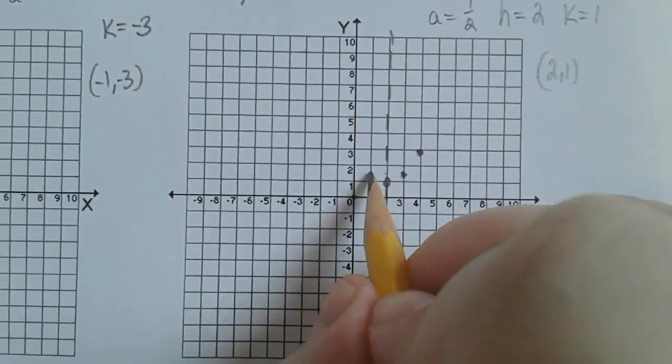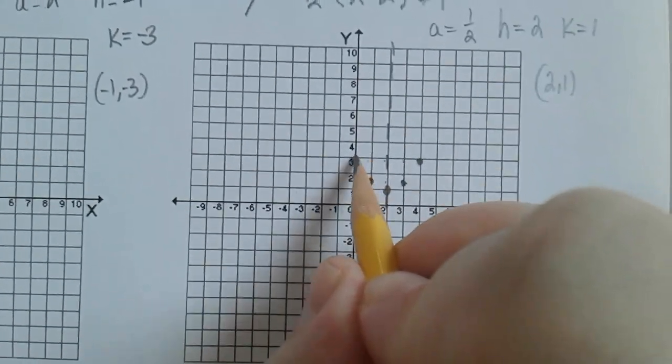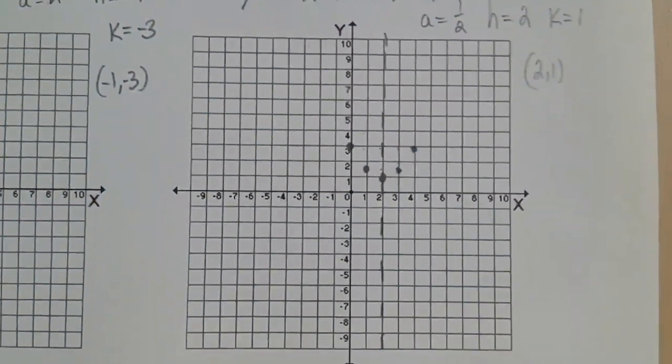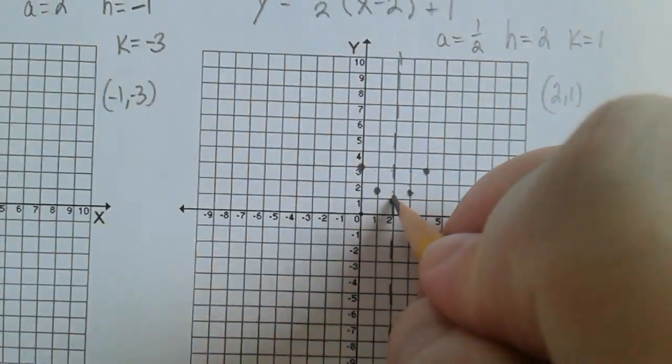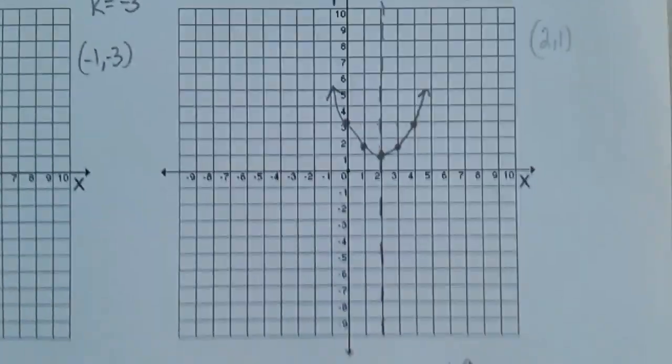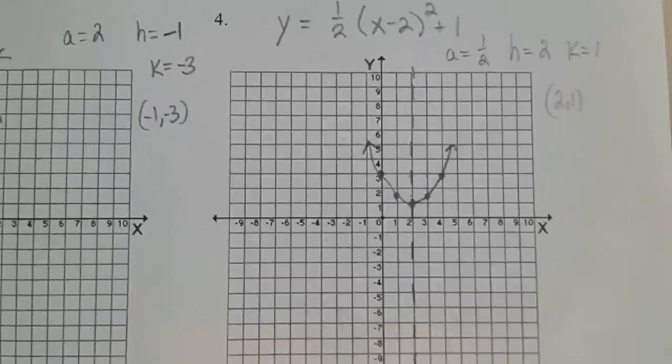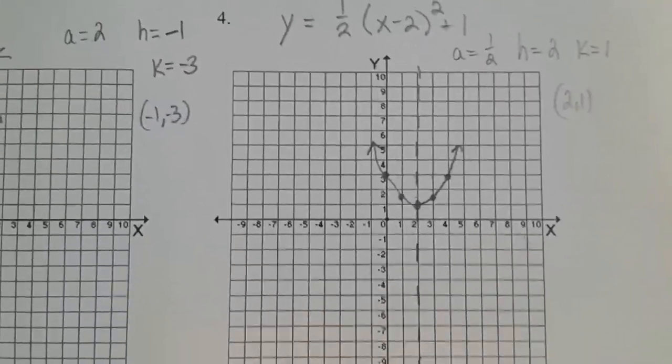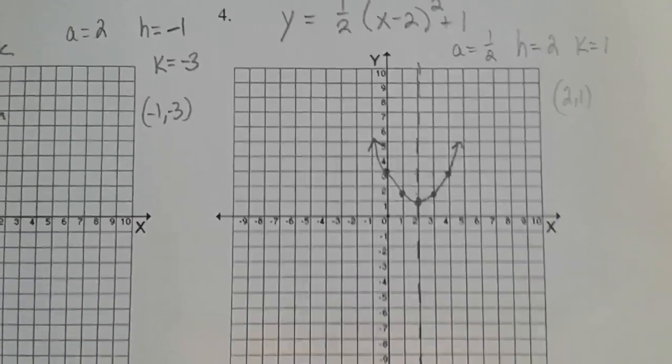So now to reflect those over, you're going to see when the a value is a fraction like 1/2, these points are going to be very close together. Now, on a homework problem, if a was 1/2, they would give you one of the graphs where the coordinate plane goes up by 1/2, so it would make it easier to find those points.